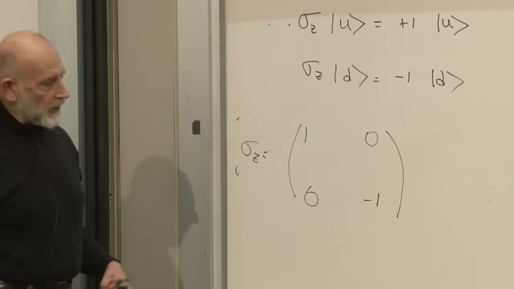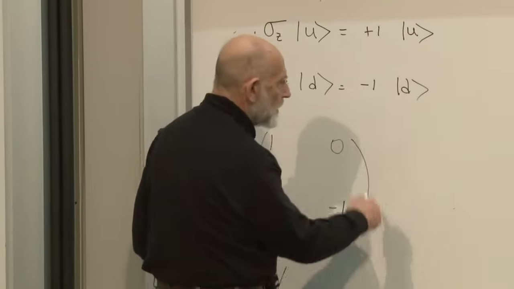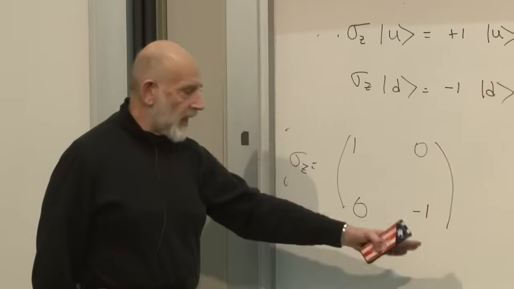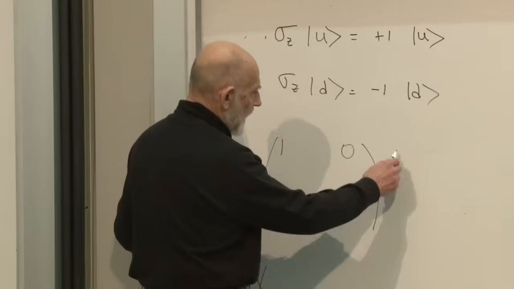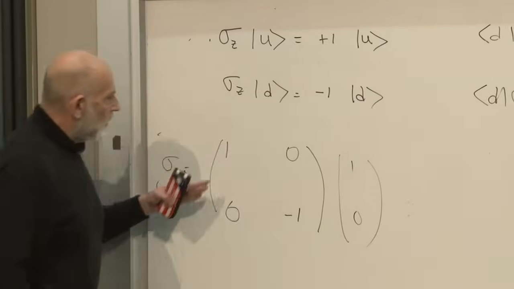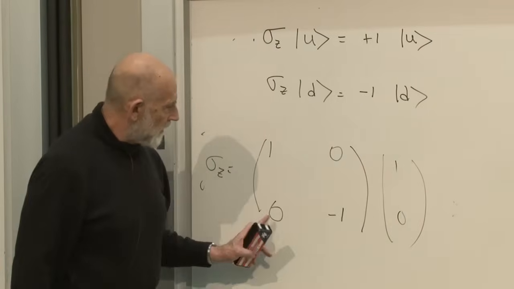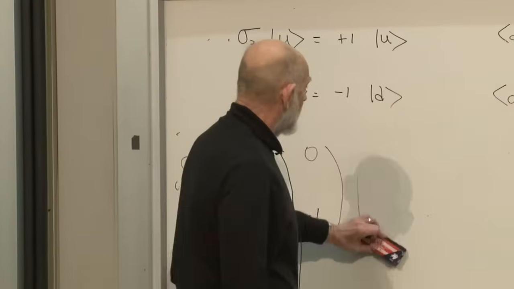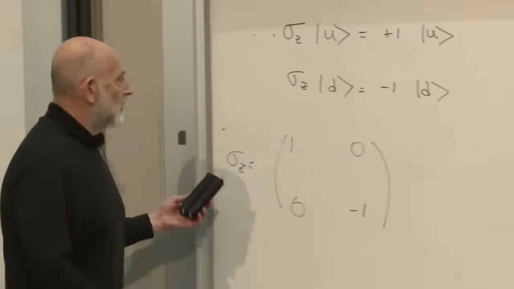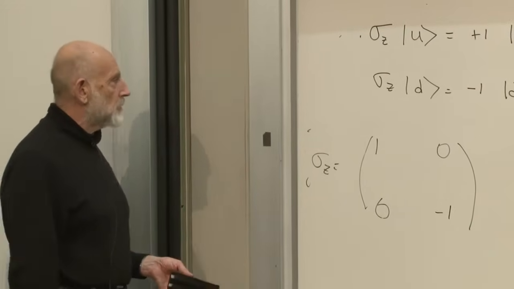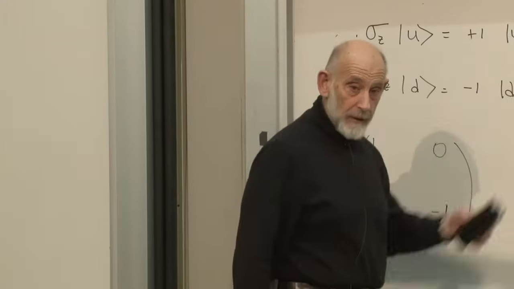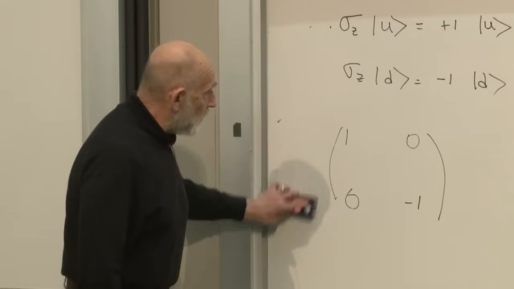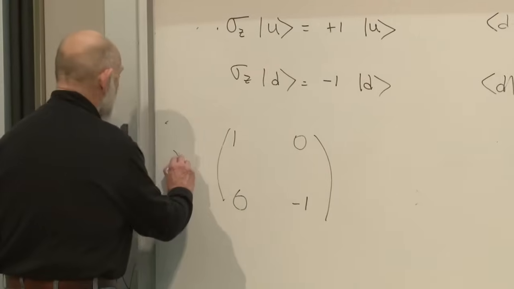When it acts on a column vector, in particular, what is the column vector that's associated with up? It's just a 1 in the top and a 0 in the bottom. All right, so let's just try this. 1, 0. What do we get? We get 1 times 1 is 1. 0 times 0, 0. We just get the same vector back. That's good. Same thing for down. It's guaranteed that the eigenvectors are what they're supposed to be, namely just up and down, and that the eigenvalues are plus 1 and minus 1 in the right way. All right, so we found one of the sigma matrices, sigma z.